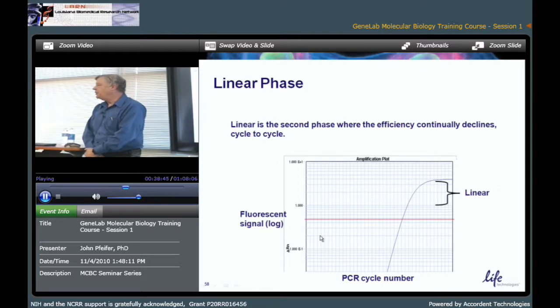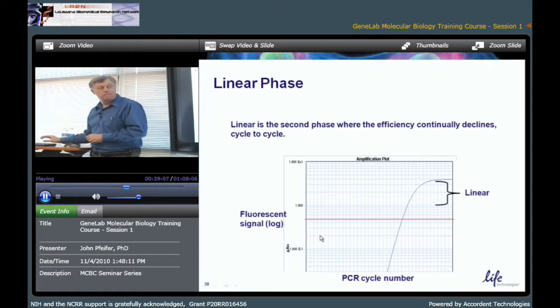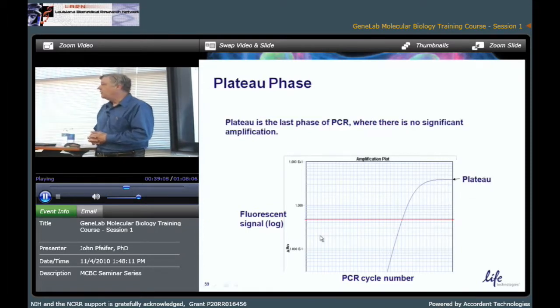But eventually, PCR will transition to the second phase, called linear phase. So in linear phase, the efficiency keeps declining cycle to cycle. That means a reagent in the PCR chemistry has become limiting. If you plot the linear phase, it will appear as a curve. If you let PCR go long enough, we may eventually reach plateau phase. This is where the limiting reagent has become exhausted. PCR comes to an end, and the plateau phase will look approximately like a horizontal line.